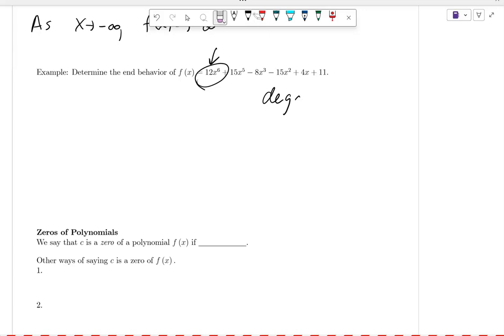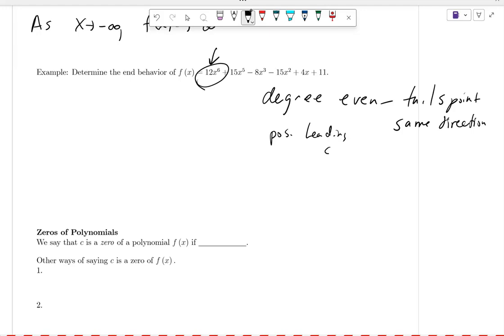So degree even, just write that down. Degree even, tails point same way, same direction. Positive leading coefficient. If I can spell coefficient, that would be helpful. There we go. Both point up.